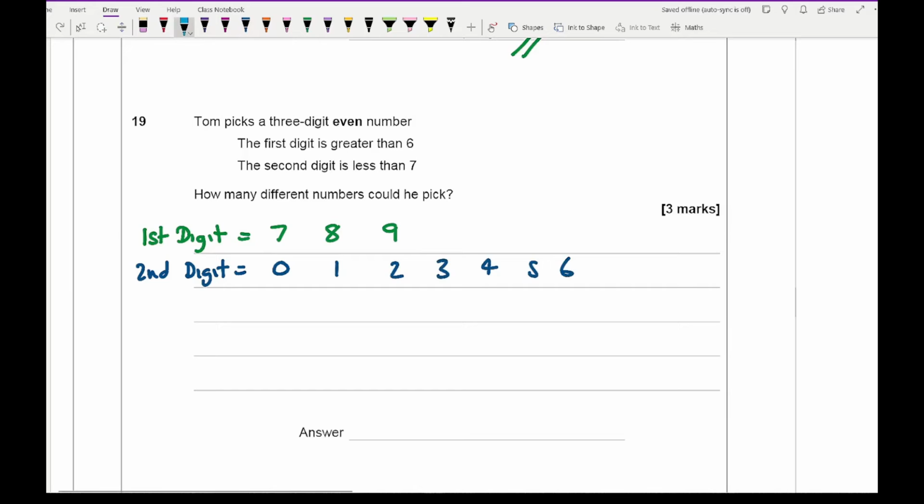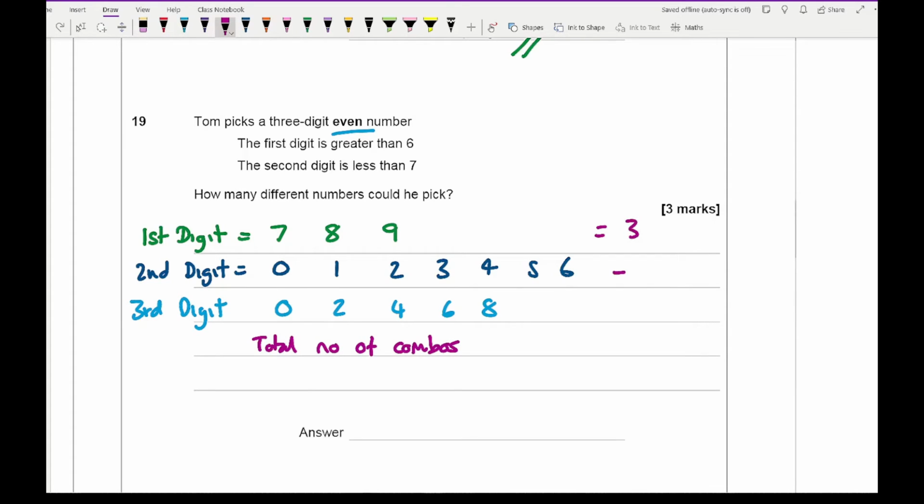And for the third digit, as it's an even number, it needs to end in 0, 2, 4, 6 or 8. So then to work out the total number of combos, well, the total number of options here is 3, total number of options here is 7, total number of options here is 5, so that's going to be 3 times 7 times 5. If I enter that all on the calculator, I get an answer of 105.